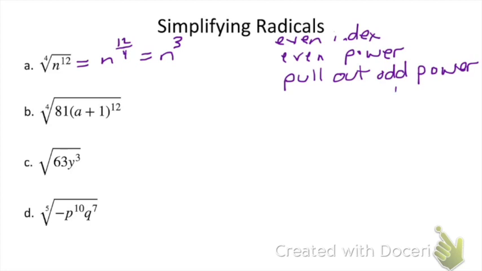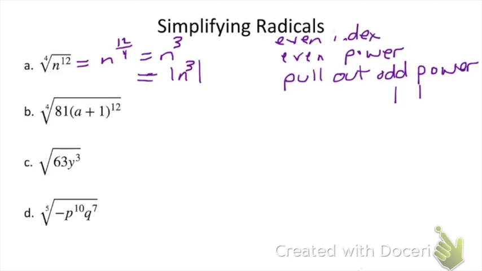You need to add absolute value bars. So this is actually going to be the absolute value of n cubed. You could put the cubed on the outside of the absolute value bars. That part doesn't matter, but we need absolute value bars.